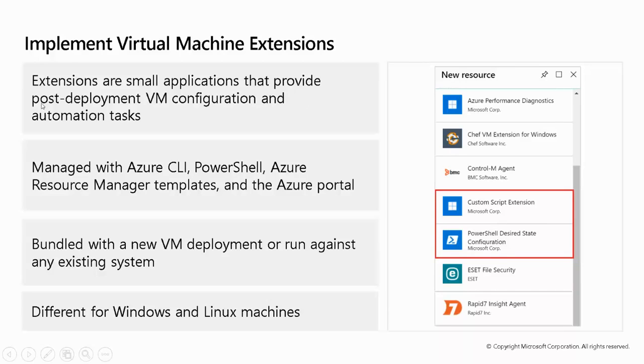So pretty much the most important thing about extensions is that you can provide post-deployment configuration. When the virtual machine is deployed, it will automate tasks on it. And you can manage that with your CLI, with PowerShell, with ARM templates as well, and in the Azure portal you can create them. Those extensions are similar to Cloud Init.